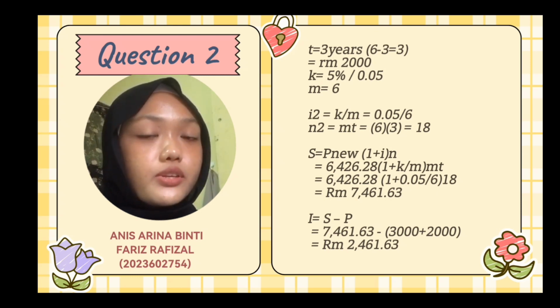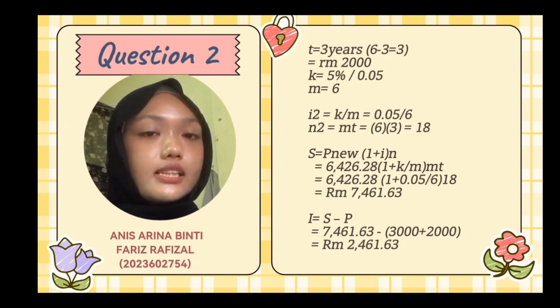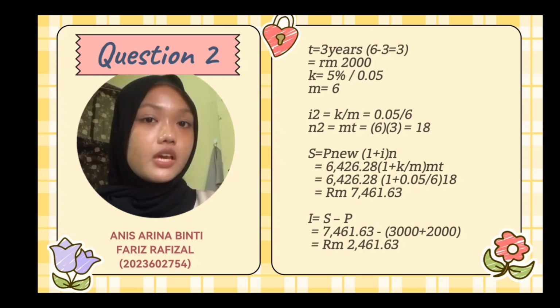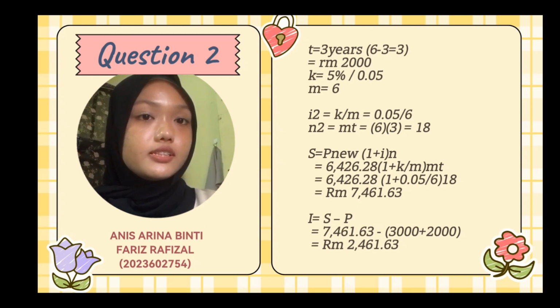Okay, the formula is S equals P new times (1 plus i) to the power of n. i equals k over m, which is 0.05 over 6. n is m multiplied by t, 6 times 3 equals 18. Put the information in the formula and the answer is RM7,461.63. The last part is to calculate the interest earned from his saving. The formula for interest is I equals S minus P.